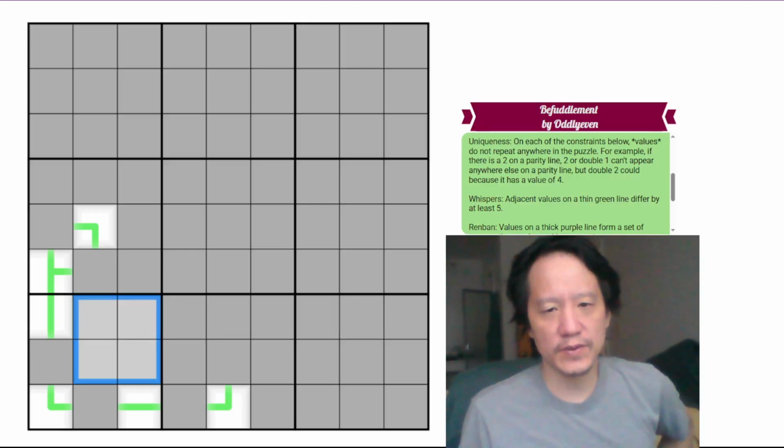What do I mark it as? Pink? I don't know.